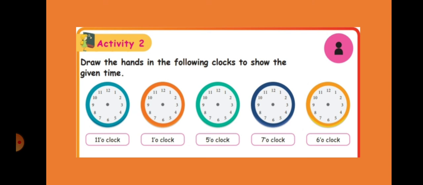Okay children, understood? From now you can also know the time. Just see your clock in the house and know the time. Okay children, learn it properly and do this assignment and send me through WhatsApp.